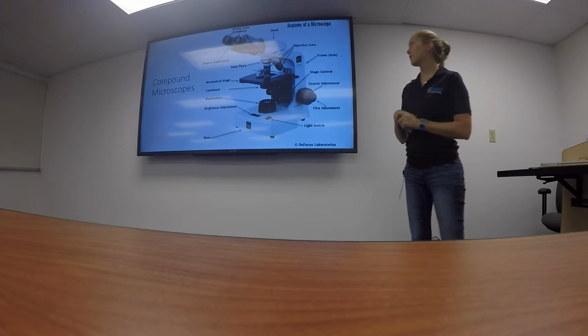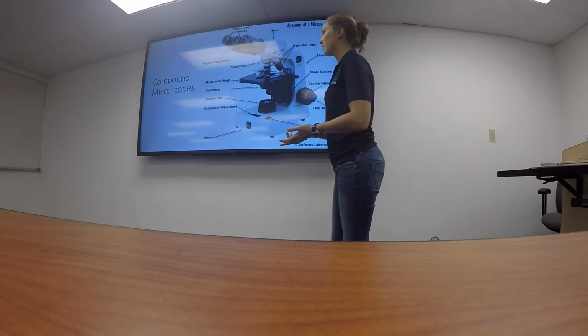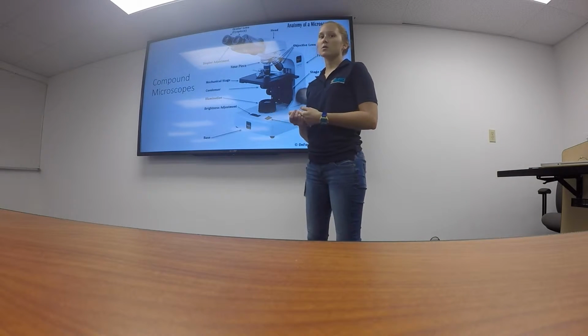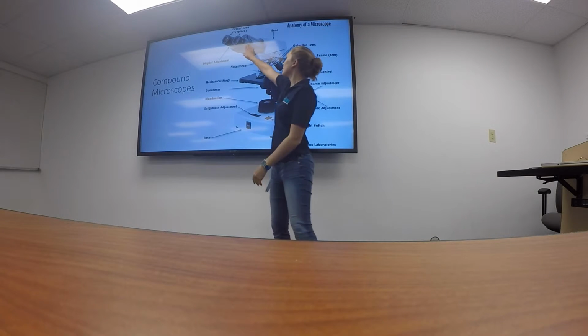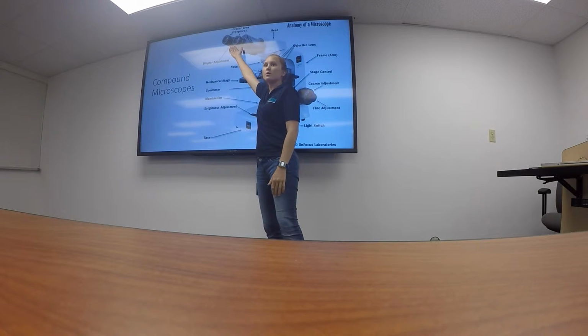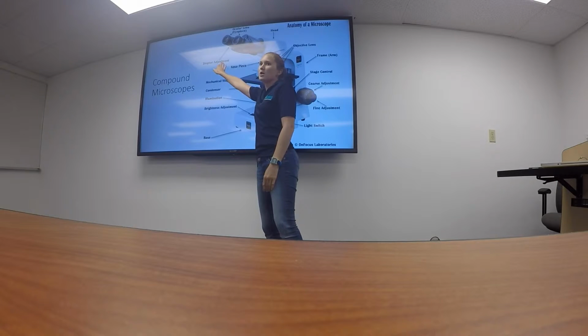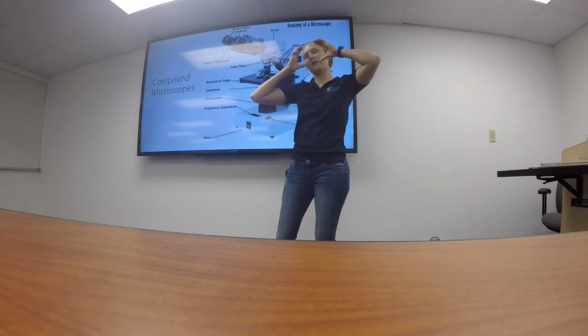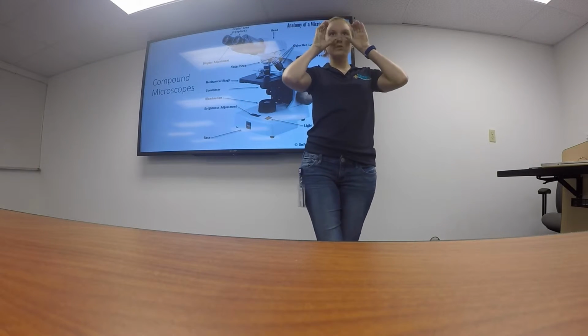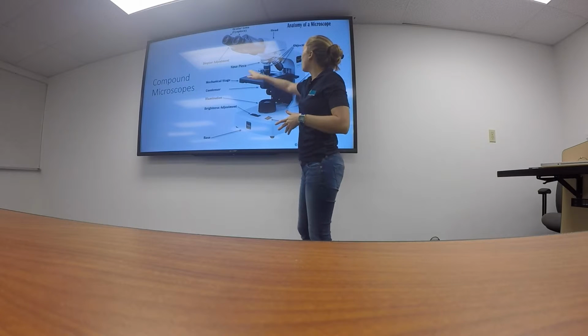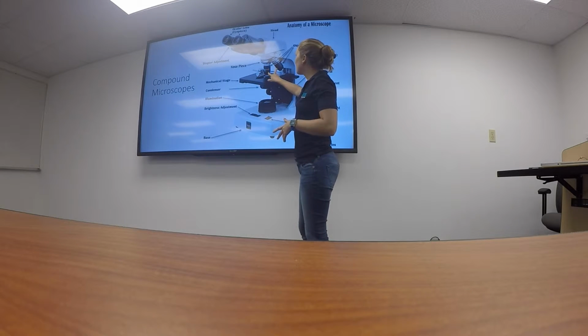Okay, so our compound microscopes. This is what you may think of when you think of a microscope. We have different parts that we're going to utilize today. First, starting with our ocular pieces. This is where we look through. Then we have our diopter adjustment, where depending on how it fits on our face, we can move those to fit our eyes. Our nose piece, which has our objective lenses attached.